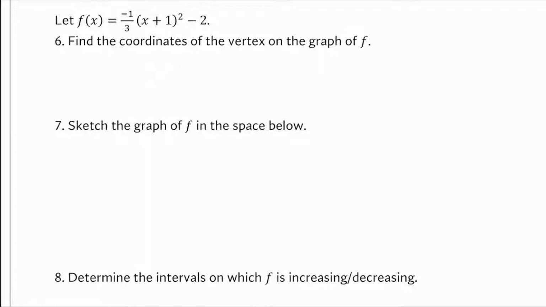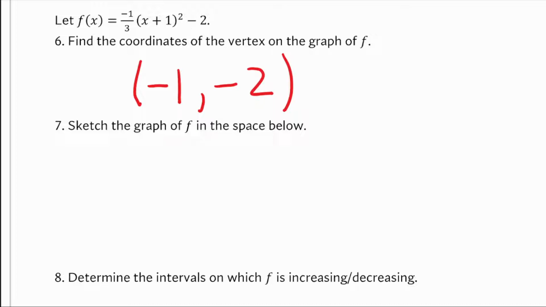Okay, next couple are about this function f of x equals negative 1/3 times (x + 1) squared minus 2. Okay, we can find the coordinates of the vertex on the graph of f, knowing that it's (h, k) when we have (x - h) squared plus k. So this is going to be x is negative 1 and y is negative 2.